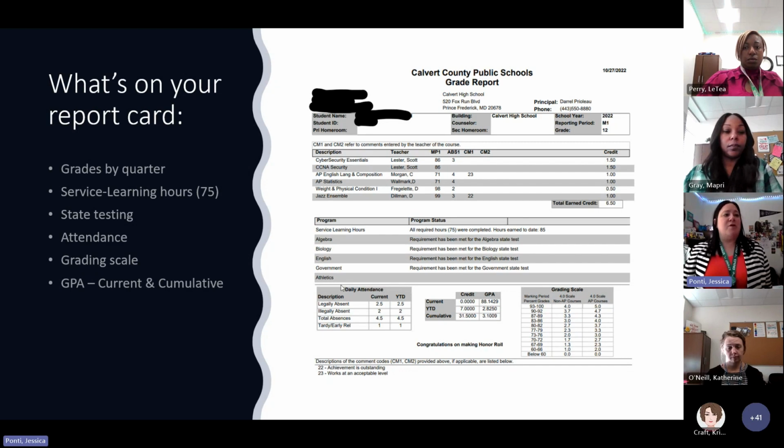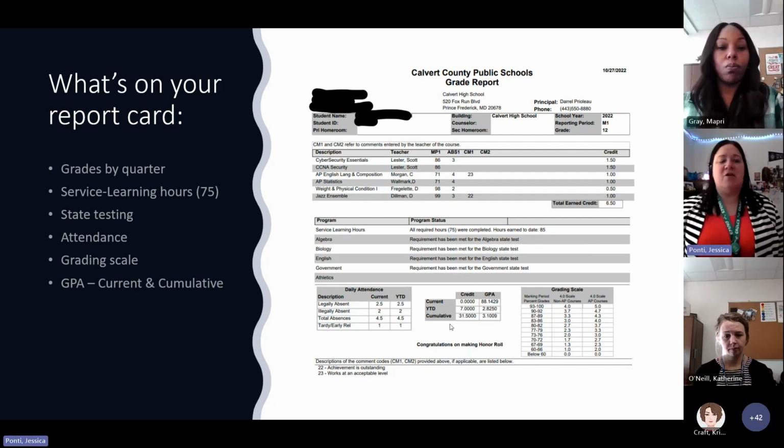Then there's information in the lower right-hand corner here about your attendance, how many days you missed, whether they were illegal or legal absences, and the total number of absences and the total number of tardies or early releases. So that's a really good picture to see how you're doing this year when it comes to attendance. In the middle here, it has information about your GPA, your current year-to-date and cumulative GPA, and we'll hear a little bit more about that in a few minutes.